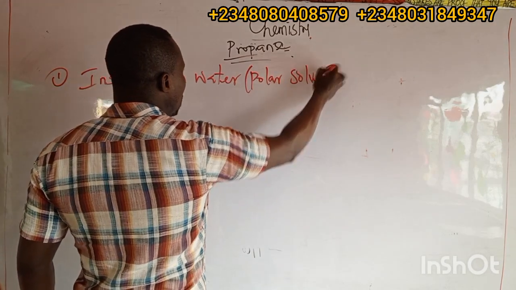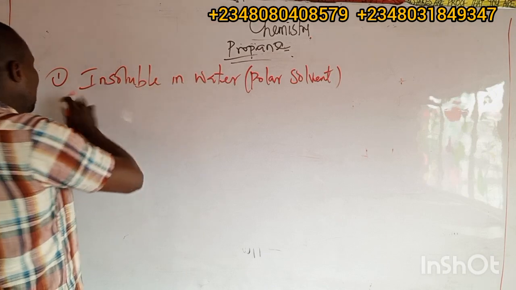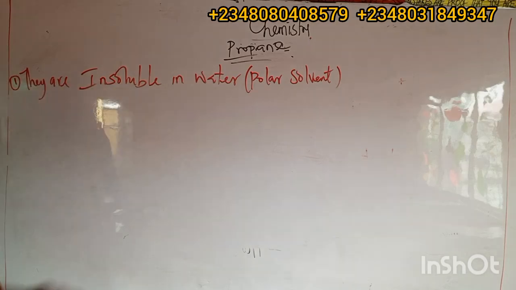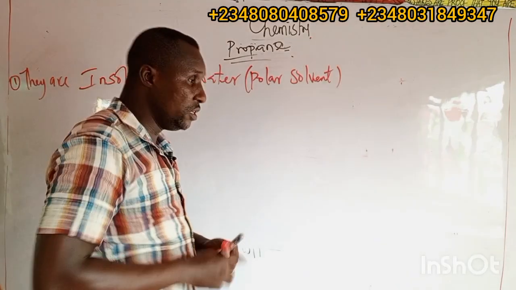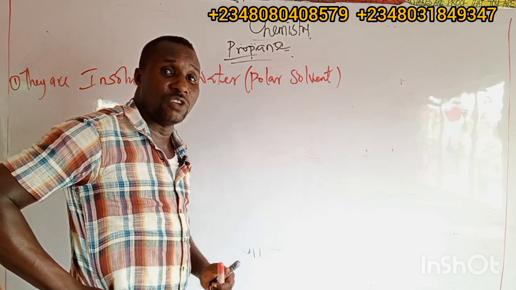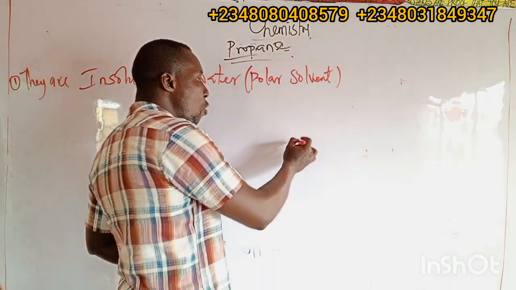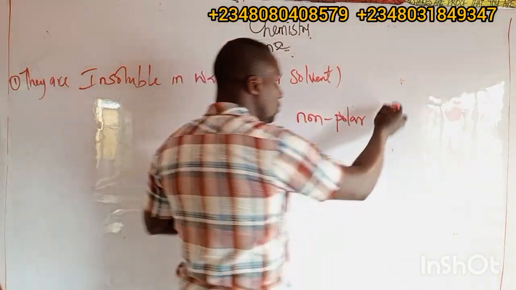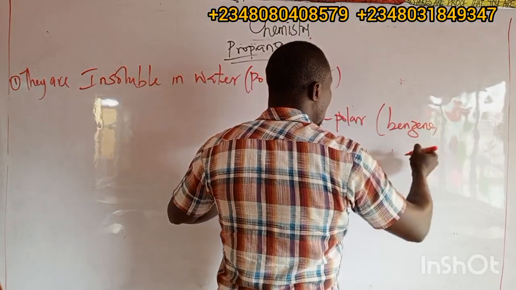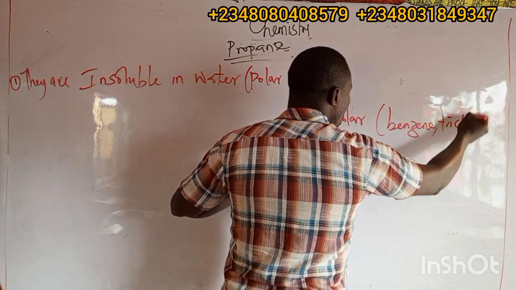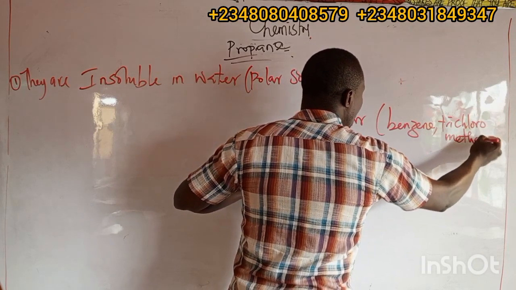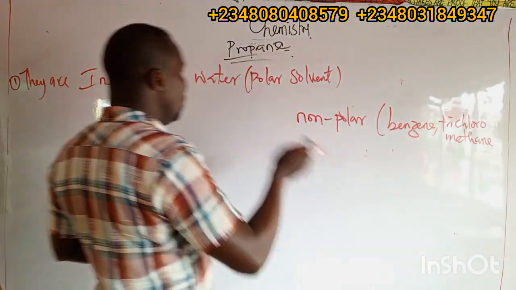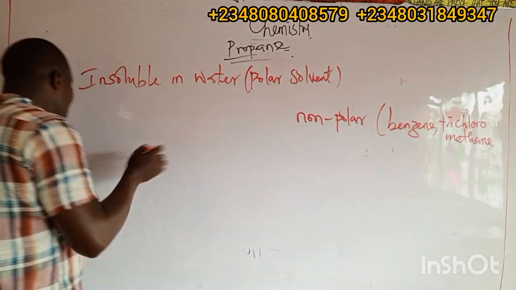Alkanes are insoluble in water. They can only be dissolved in non-polar solvents, such as benzene and trichloromethane. They can only be dissolved in these, but in water, they are insoluble.